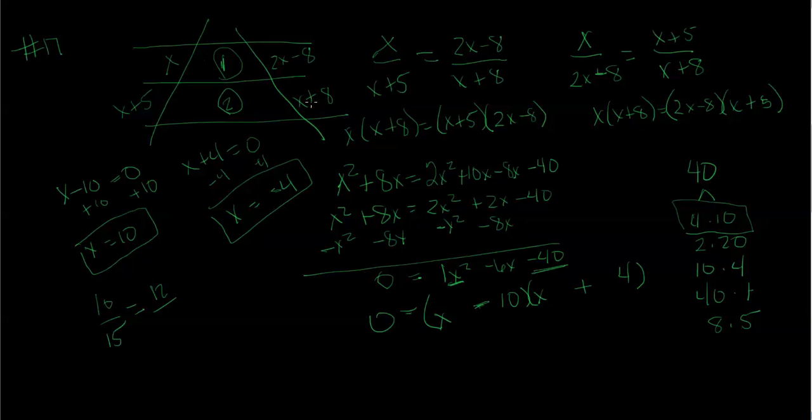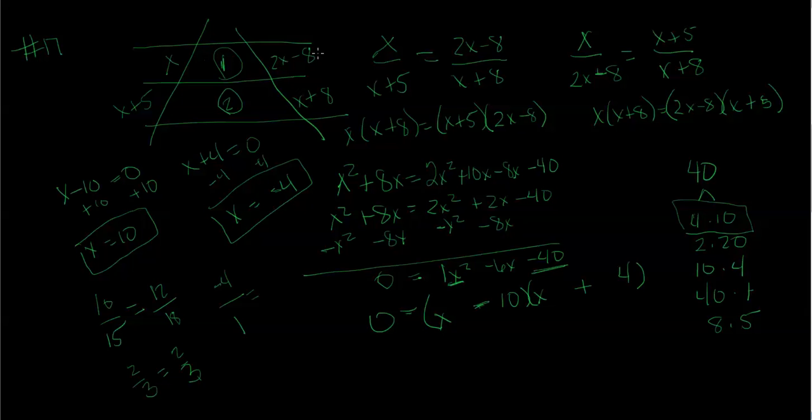10 works. Let's stick negative 4 in there. If x is negative 4, negative 4 plus 5 is 1. If I put negative 4 here, 2 times negative 4 is negative 8, minus 8 is negative 16, and negative 4 plus 8 is 4. Well, negative 4 over 1 is negative 4, and negative 16 over 4 is negative 4.